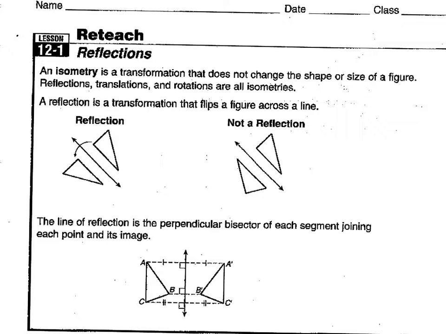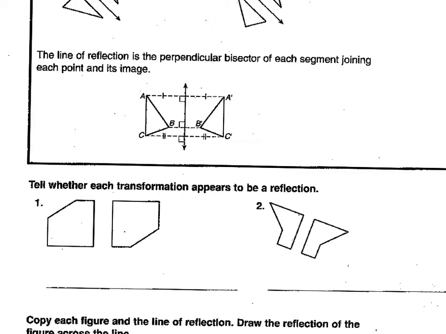So now, for the example at the bottom, it says the line of reflection is a perpendicular bisector of each segment joining each point and its image. So if you reflect point A, this is the original. By the way, A is the original, A prime is a transformation. B is the original, B prime is a transformation. C is the original, C prime. Prime means that little quotation mark on the top. The prime notation is used for transformations, okay?